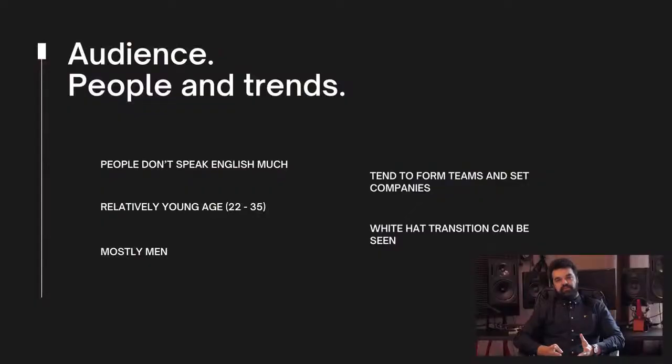And let me tell you a little bit more about your audience. Just a few bullet points, if you allow. People mostly wouldn't speak English here. Relatively young age, like 22 to 36, I would say, within this range. Mostly men, who tend to form teams and set up companies. White hat transition has been happening for quite some time. Strongest verticals are gambling and Nutra. Also dating is strong, and some lead generation. We are very tech savvy, and good at coming up with creative technology solutions.